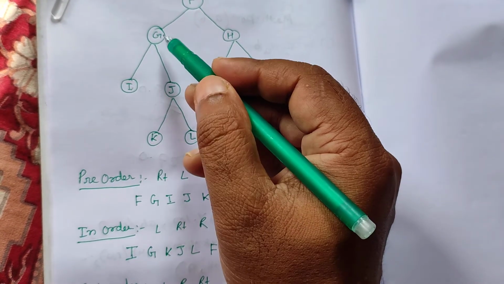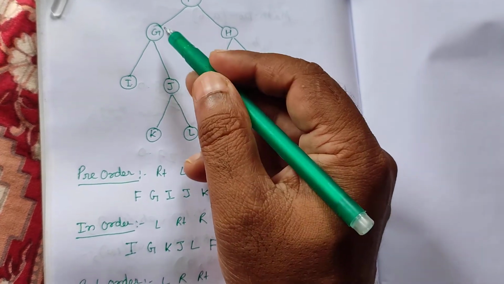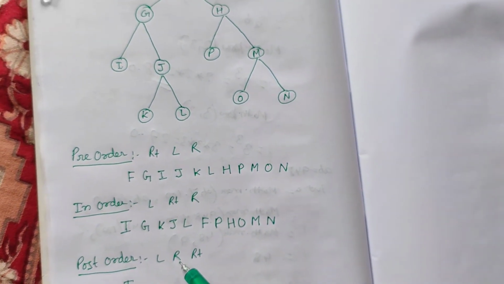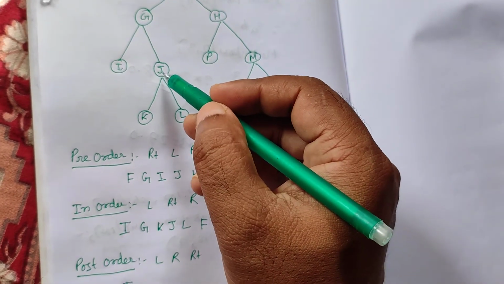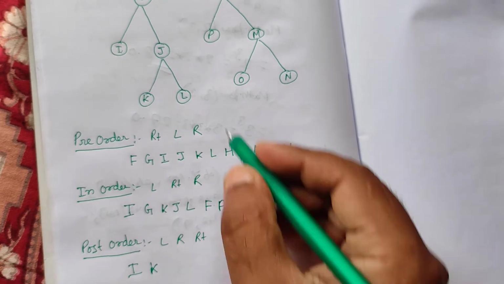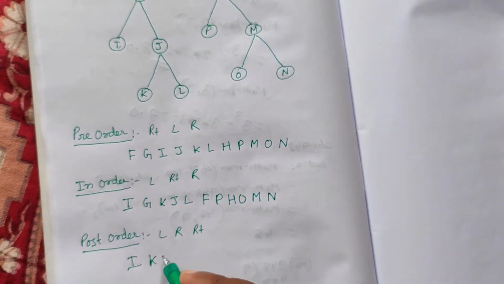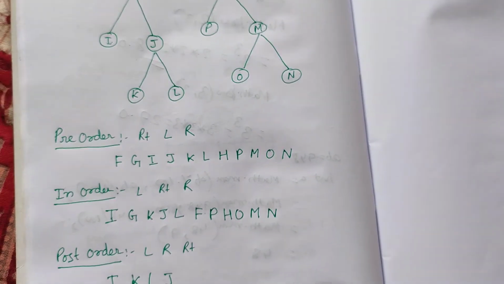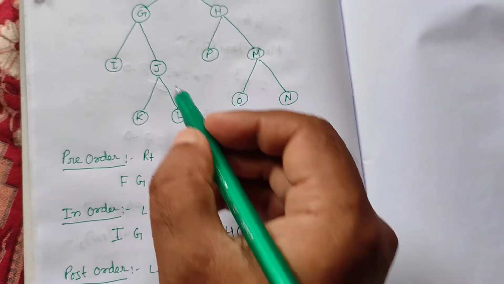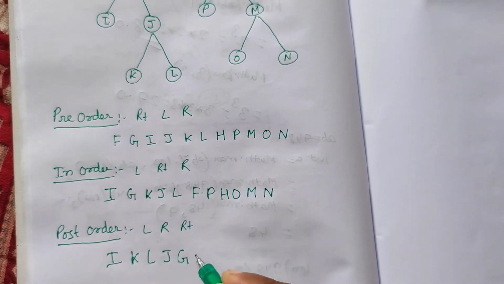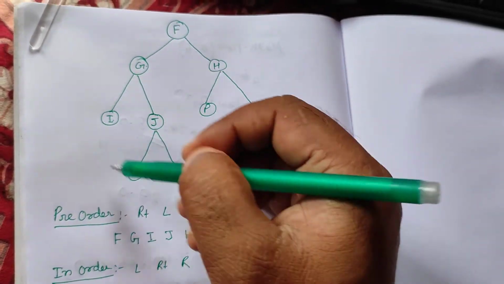Then after I we will go to right, that is J. We cannot take G because it is root. So we will go to right part, J. But J is having left part, K. So we will write K here. Then we will go to right part, L. Then we can write J, that is our root. Now after finishing this full part, we will go to root, that is G. Now our left part is over, that is our root.